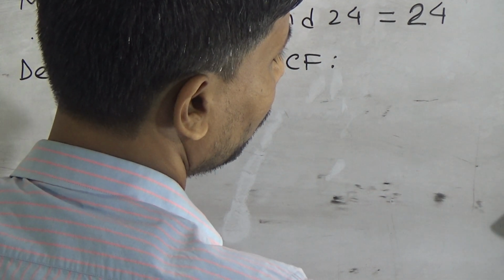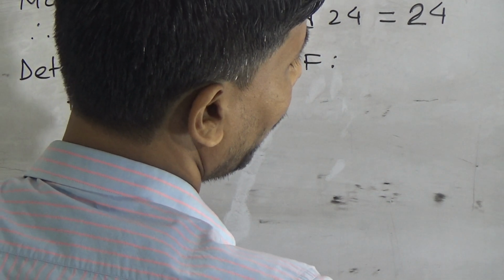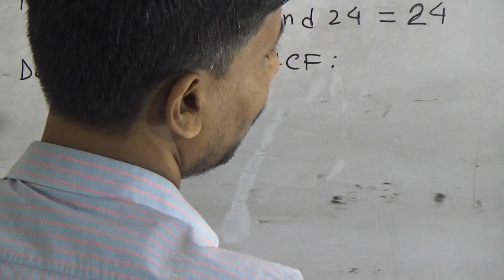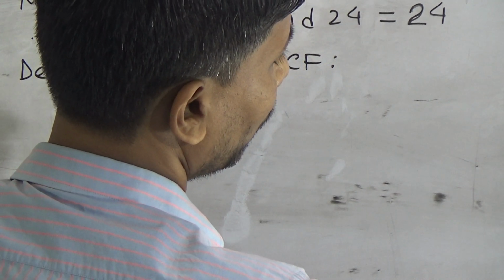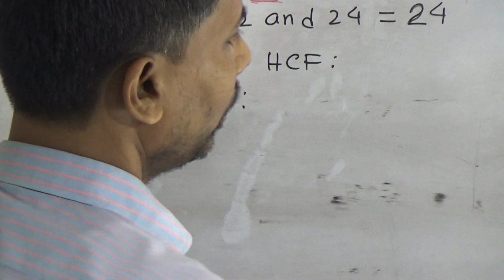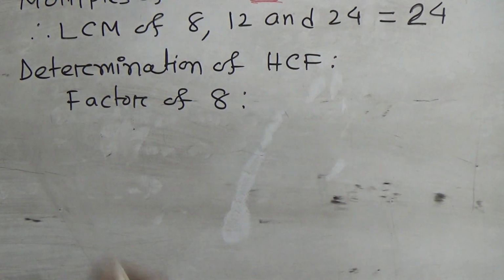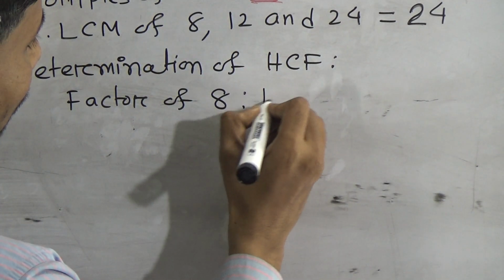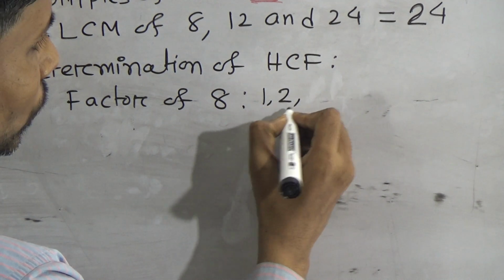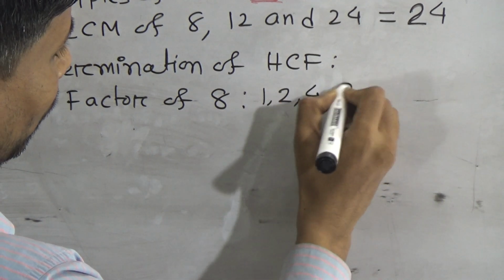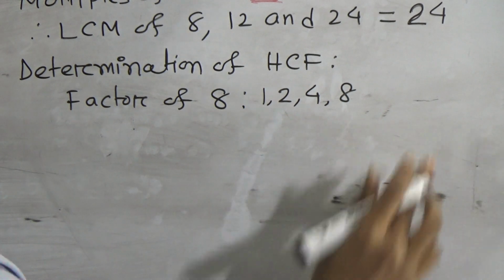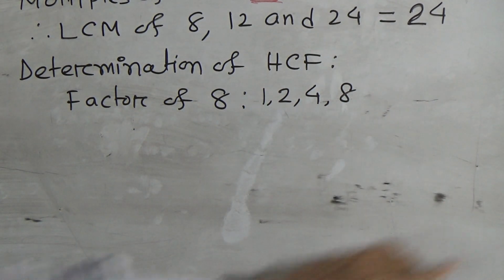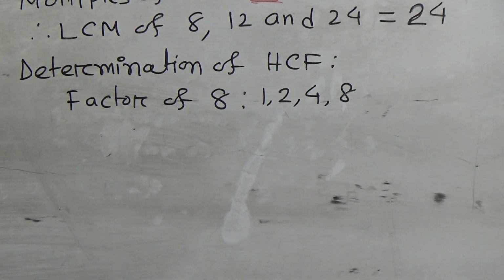1 into 8 equal to what? 8. Then 2 into 4 equal to 8. Okay, like this way. Therefore the factors of 8 are 1, 2, 4, 8. These are the factors of 8.